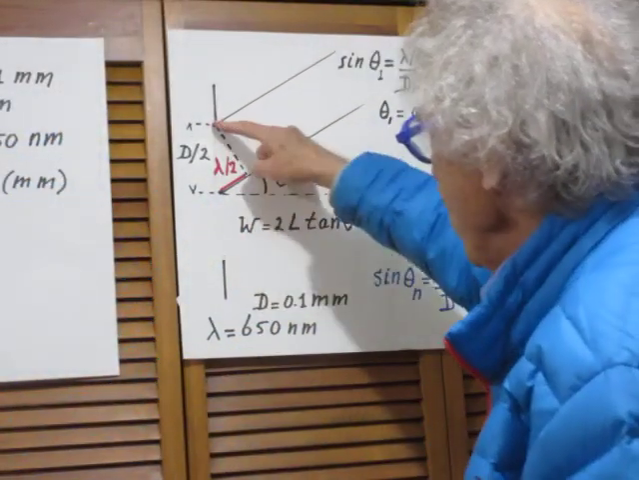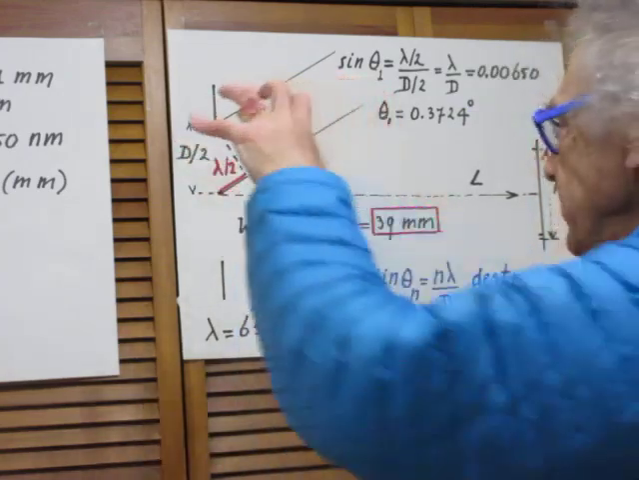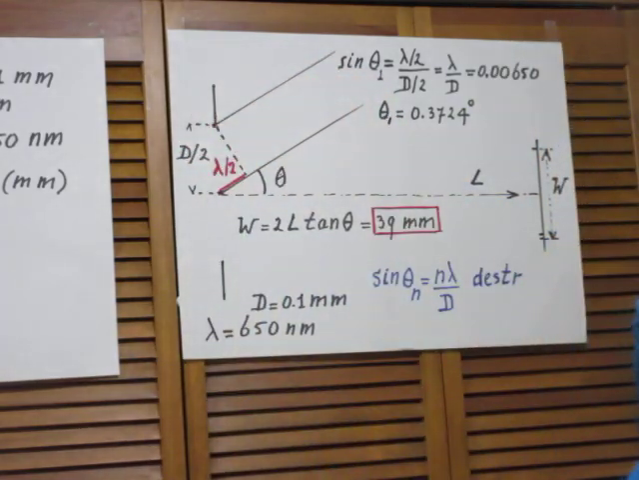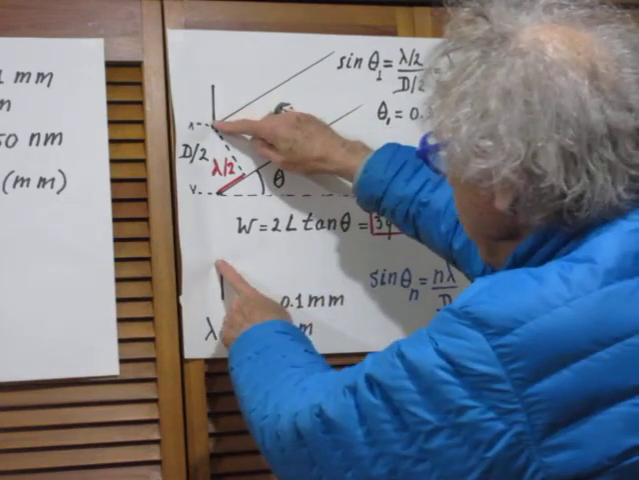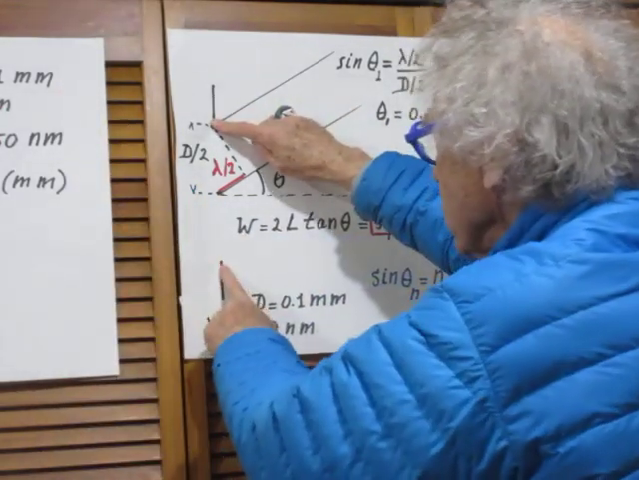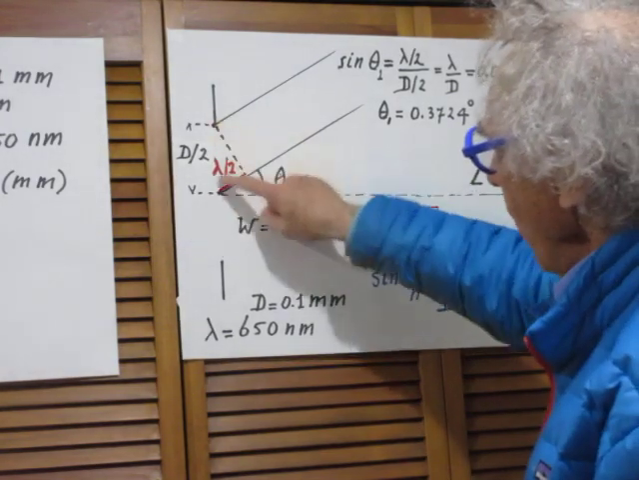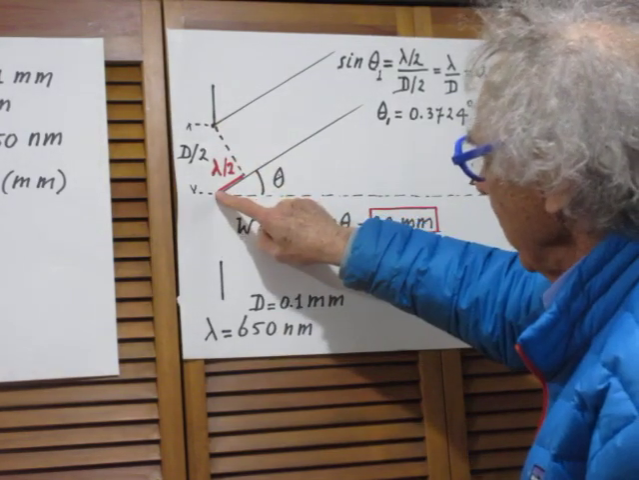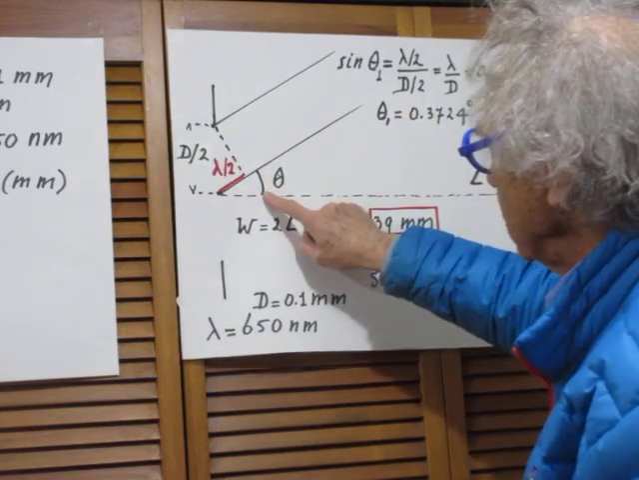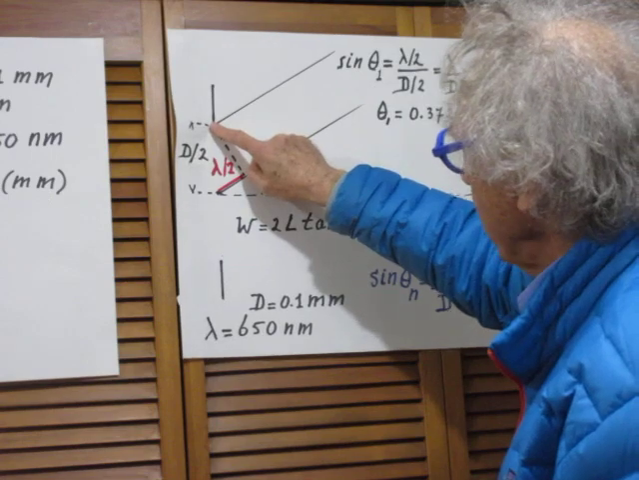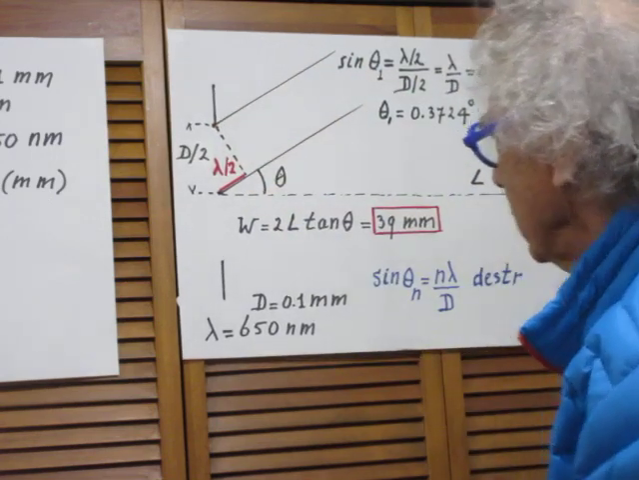This is the opening of the slit. The slit is in this direction. It has an opening capital D, which is 0.1 millimeters. Now, 3 meters away is a screen. This is not to scale. I draw a line from the middle of the slit in this direction at an angle theta, and I draw a line from this point at that same angle theta with this line.